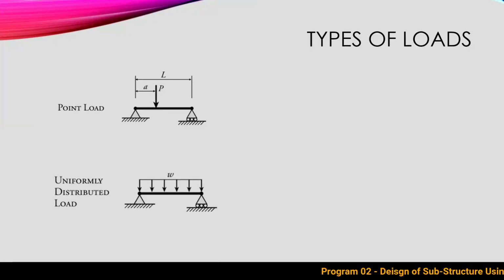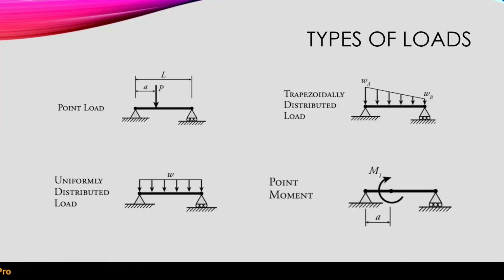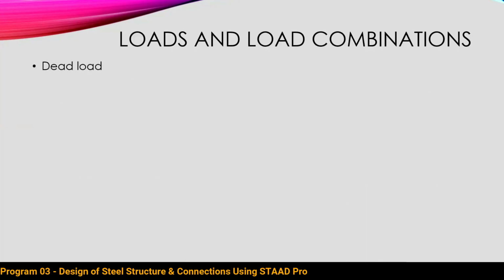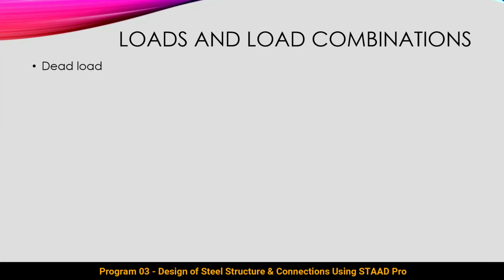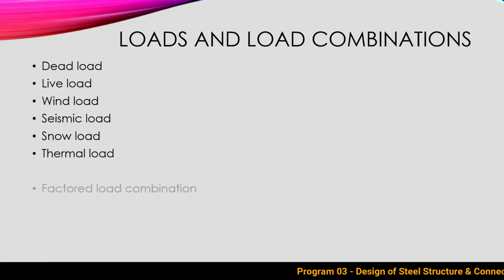For UDL, we have w, which is represented by the figure. For a trapezoidal load, we have wA at one end and wB at the other end. For a moment, we have the direction of moment M1 at a particular distance a. Loads and load combinations. What are the various kinds of loads? We have dead load, live load, wind load, seismic load, snow load, thermal load.